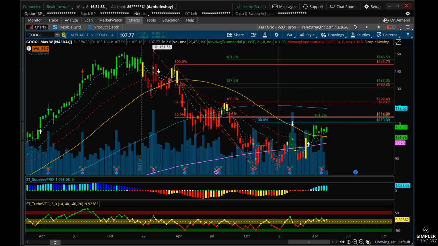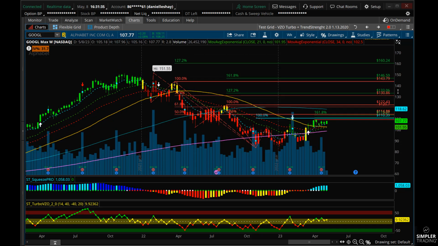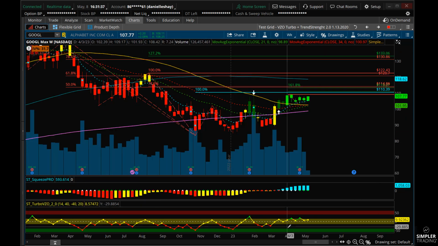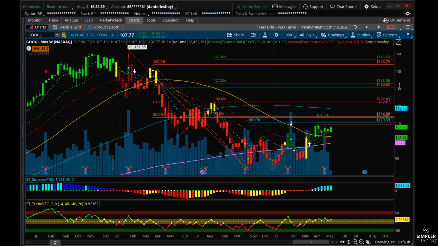So, looking at Google, there's a few things that I like about this chart. I'm going to start off talking about the weekly chart. On this weekly chart, there's a couple things that are important to note. Number one, it bottomed out last October, and since then, we've seen a pattern of higher lows and higher highs. So, number one, nice solid trend here.